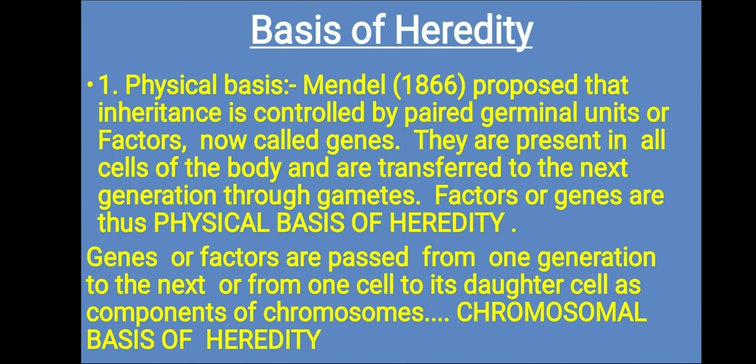Mainly, as we know, Mendel proposed that inheritance is controlled by a pair of germinal units or factors, now called the genes. In future, you will come to know that it was Mendel who proposed that the process of transmission of characters from parents to offspring, that is inheritance, is controlled by paired germinal units, which Mendel called the factors, and now they are called the genes. The term gene was coined by Johnson.